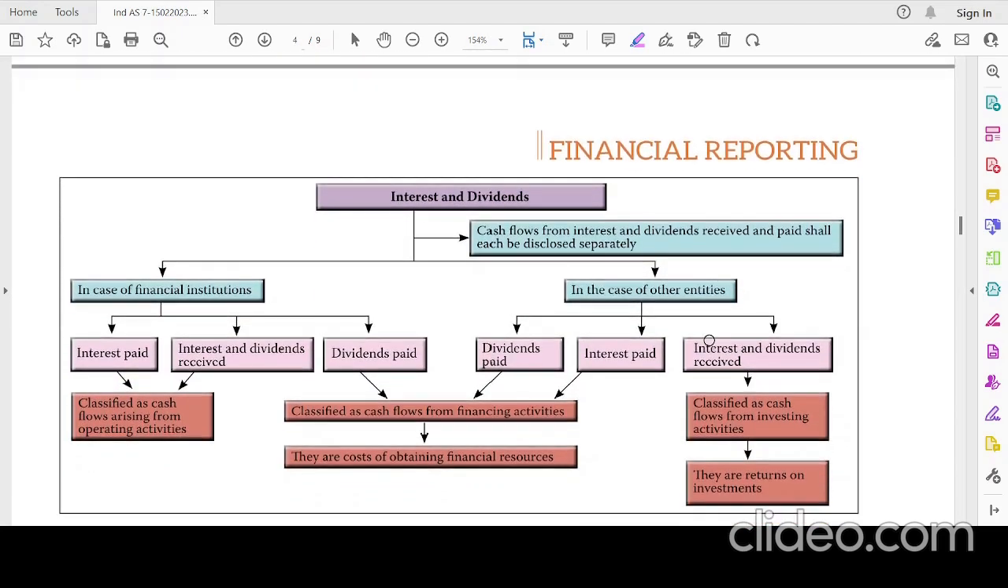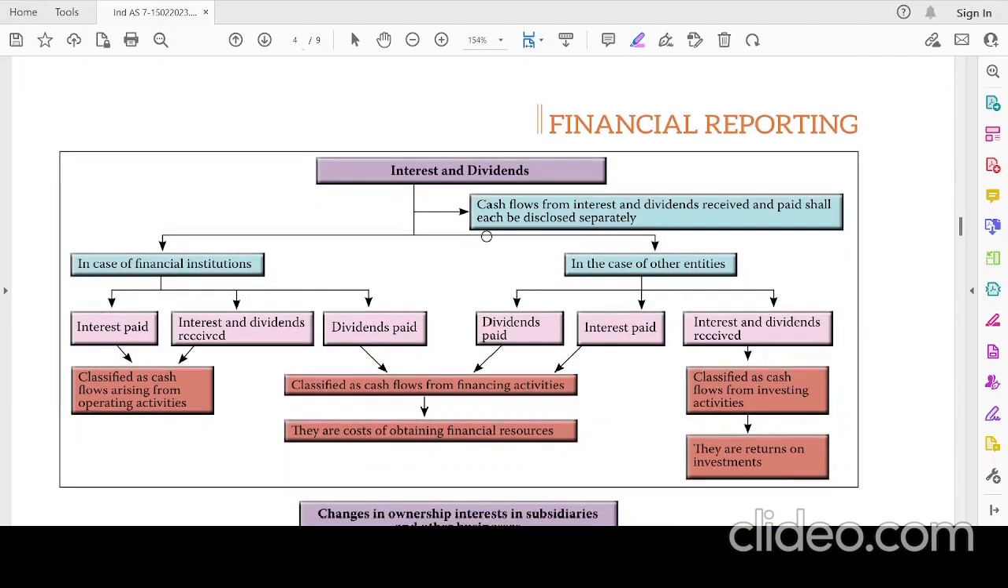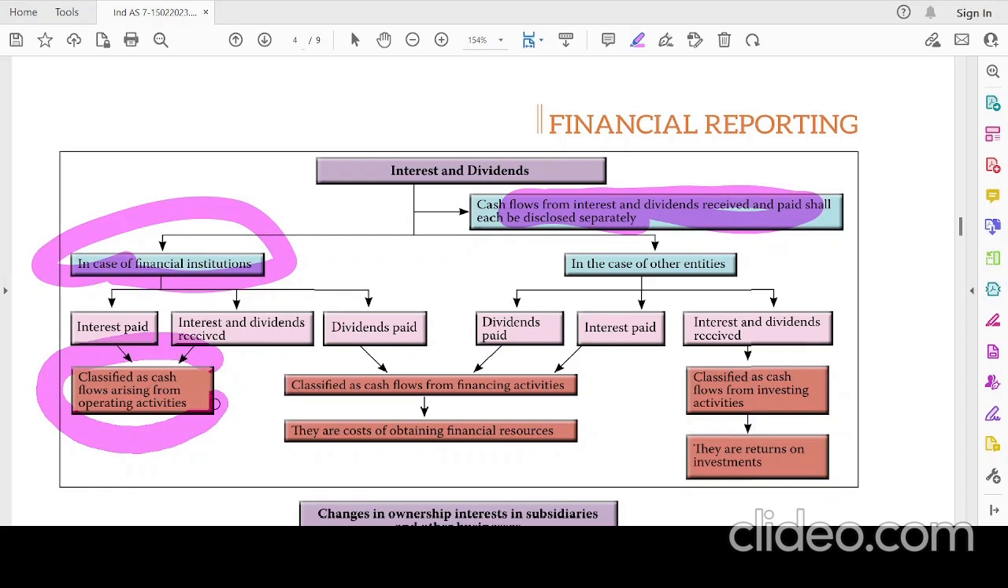Now, the interest and dividend. Cash flows from interest and dividends paid shall be separately disclosed. They should not be merged with some other item. In the case of a financial institution, interest paid and interest received will be known as operating activity. Dividend paid will be known as financing activity because it is the cost of obtaining the financial resource, that is the equity.